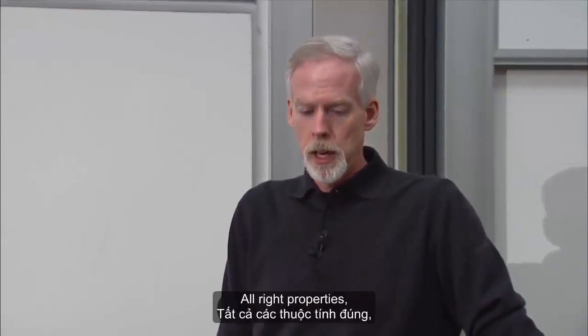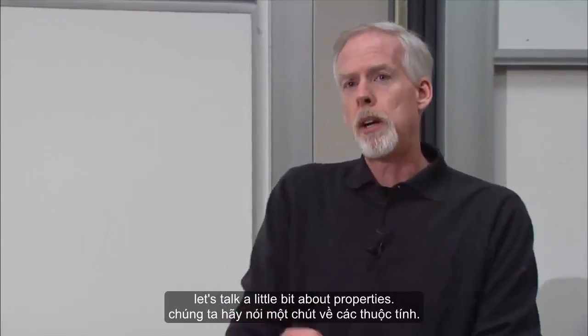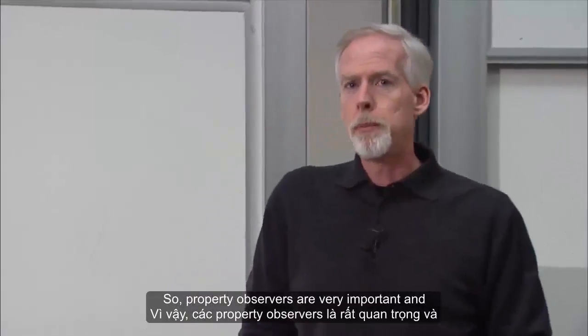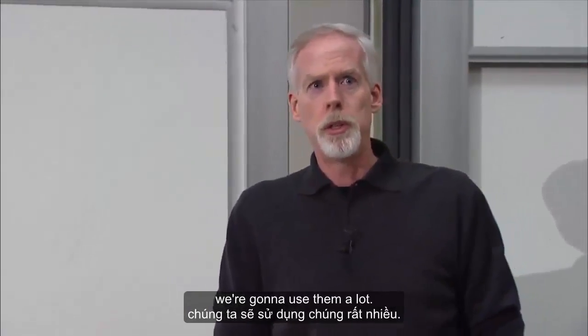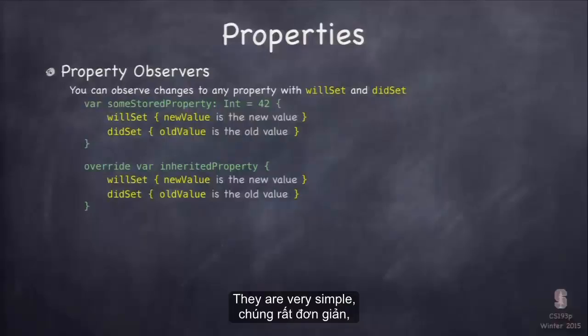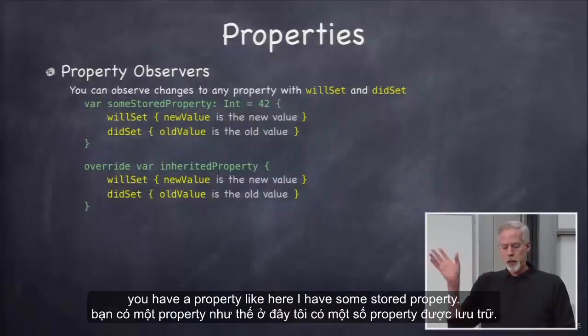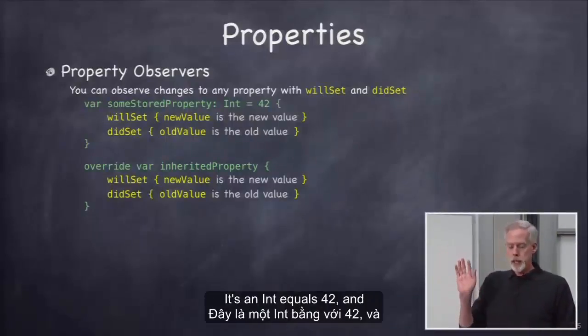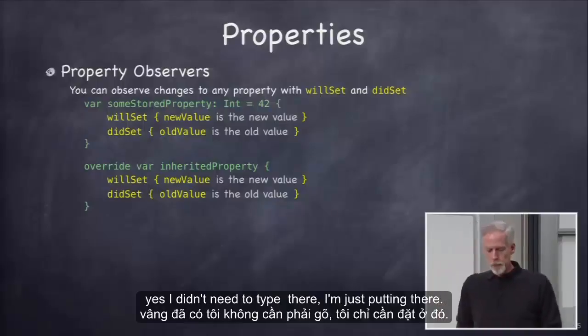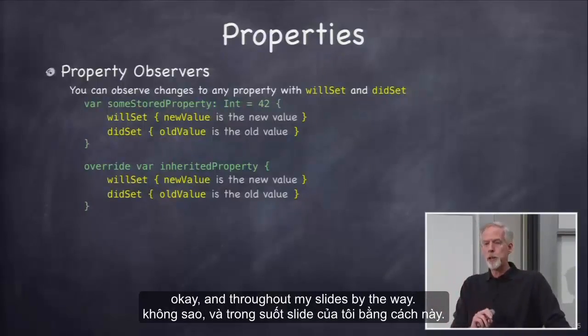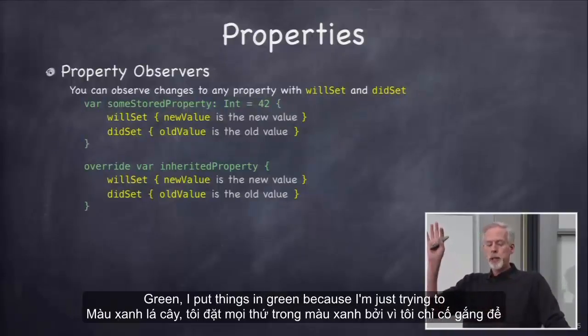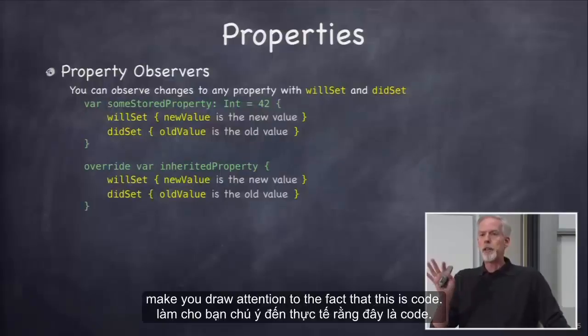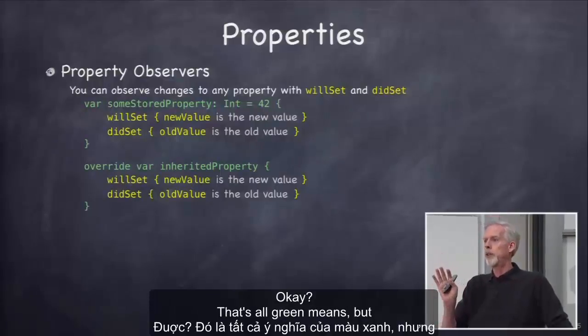Okay. All right. Properties. Let's talk a little bit about properties. Property observers are very important, and we're going to use them a lot. They are very simple. You have a property, like here I have some stored property. It's an int equals 42. And yes, I didn't need the type there, I'm just putting it there. Throughout all my slides, by the way, I put things in green just to draw attention to the fact that this is code. That's all green means.